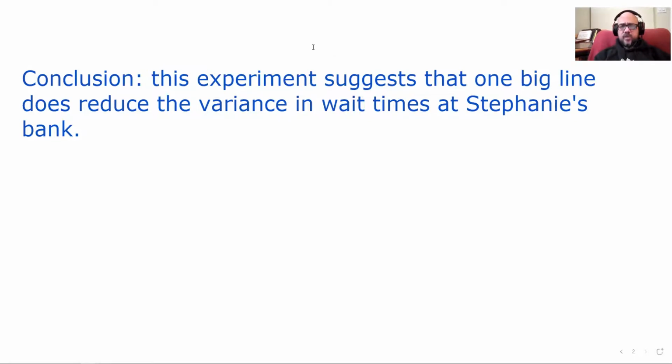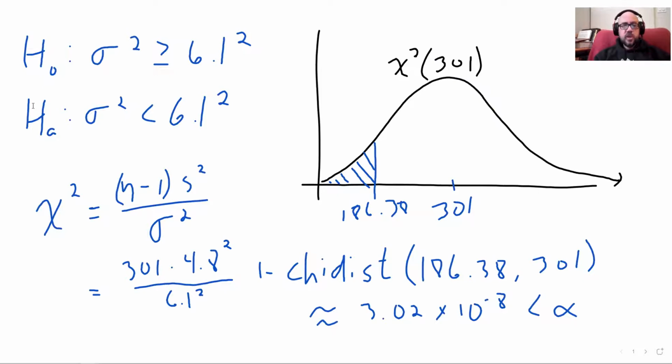And again, as always, just a reminder, the way you want to write your conclusion is to say the hypothesis that you think is true, but in plain English. So the thing we think is true is the alternative hypothesis here. I think that the variance in wait times has been reduced from what it used to be. There you go. That's my conclusion.